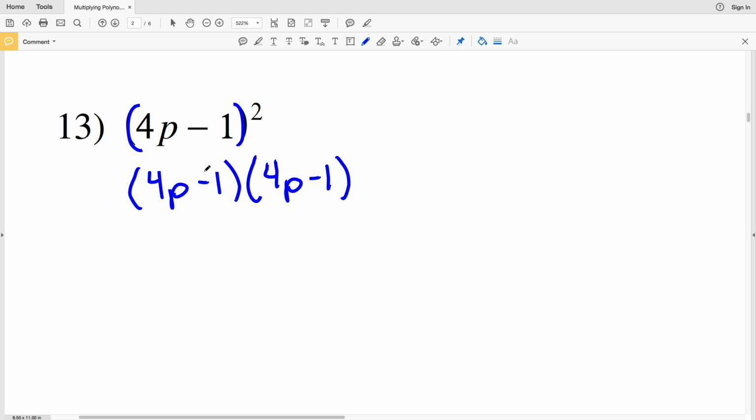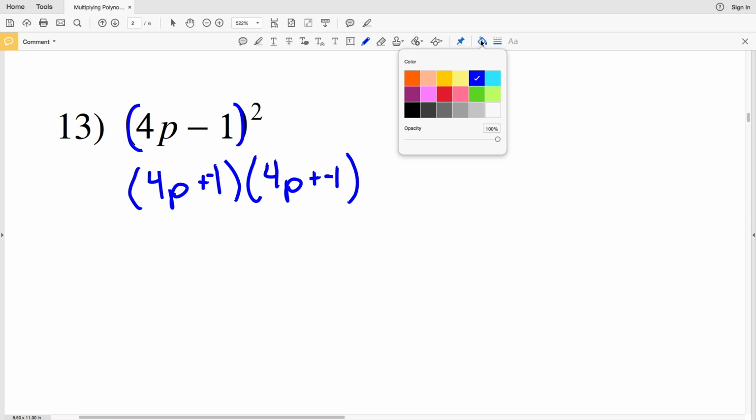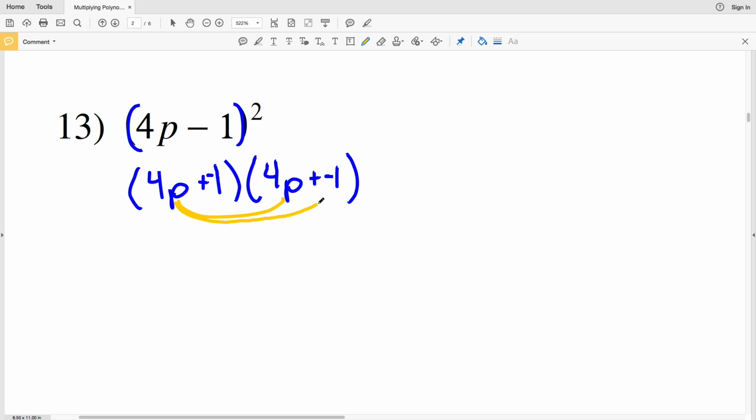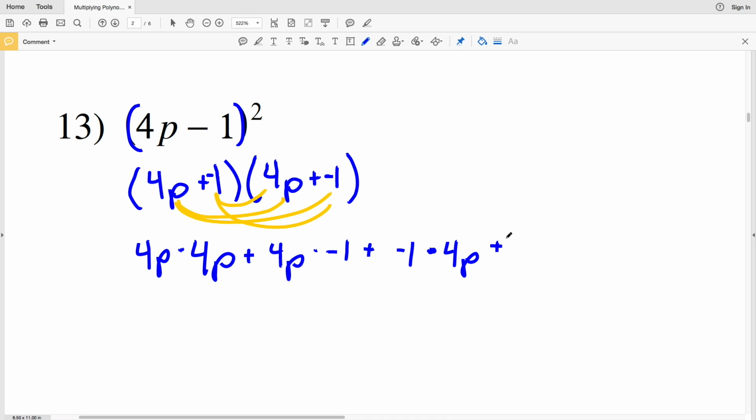We're going to FOIL. But before we do that, I'm going to go ahead and switch over to addition. So 4p plus a negative 1 and 4p plus a negative 1. So first, outside, inside, last. 4p times 4p, 4p times negative 1, negative 1 times 4p, and then negative 1 times negative 1. 4p times 4p plus 4p times negative 1 plus negative 1 times 4p plus negative 1 times negative 1.